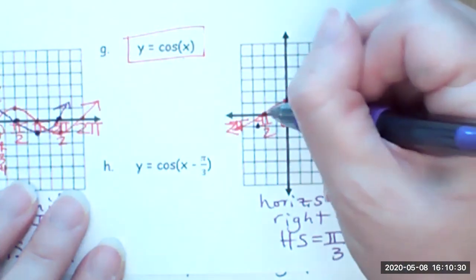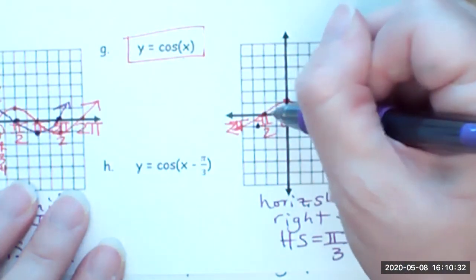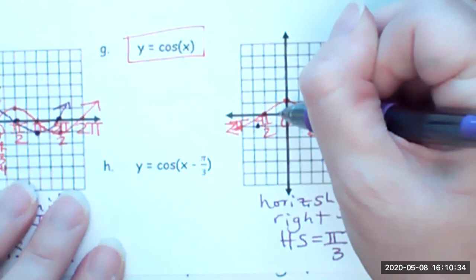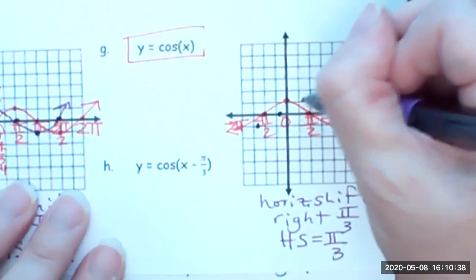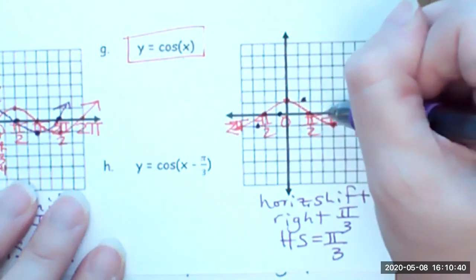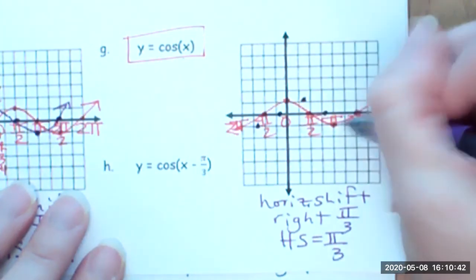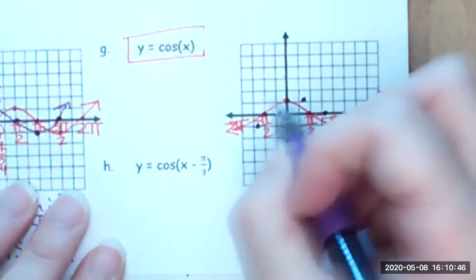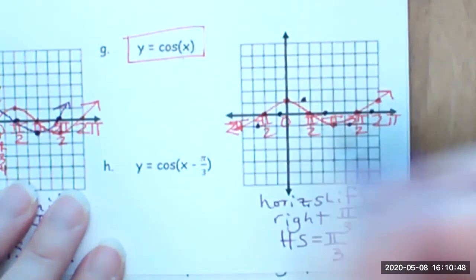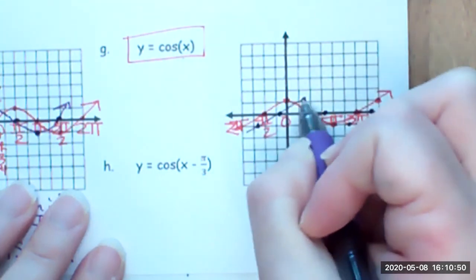And so I'm going to do the same thing here. A little more than pi over 4 would be pi over 3. Same thing over here. Same thing over here. Okay? And so I can just sketch my graph here.